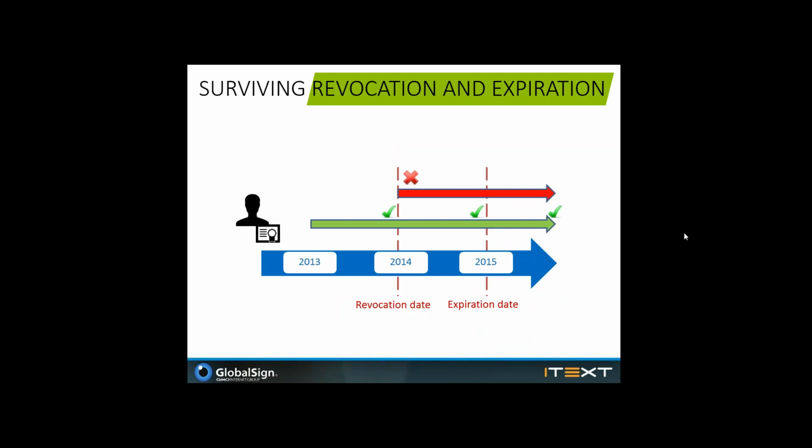The reason these events cause problems in the first place is because when the software goes to validate the signature, it checks the validity of the signing certificate at that moment in time. So if the certificate status is expired or revoked, it will show an error.